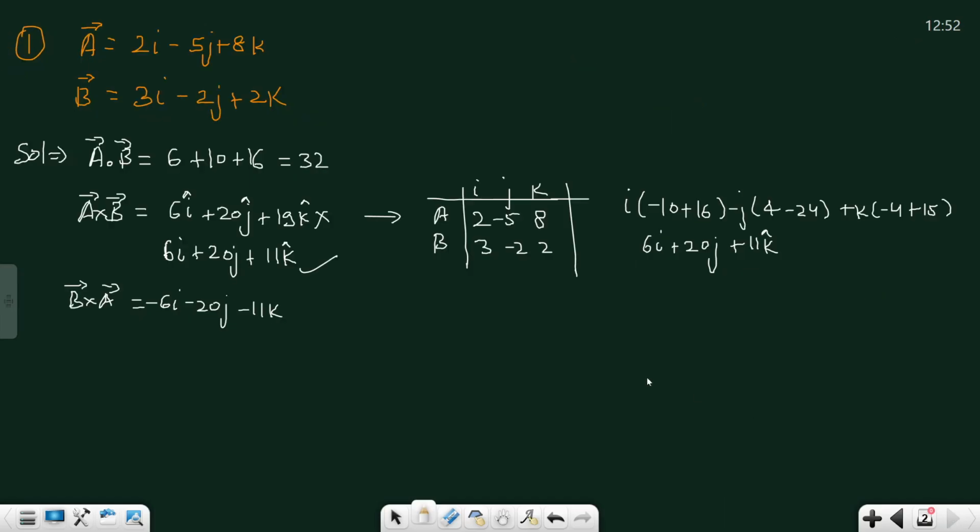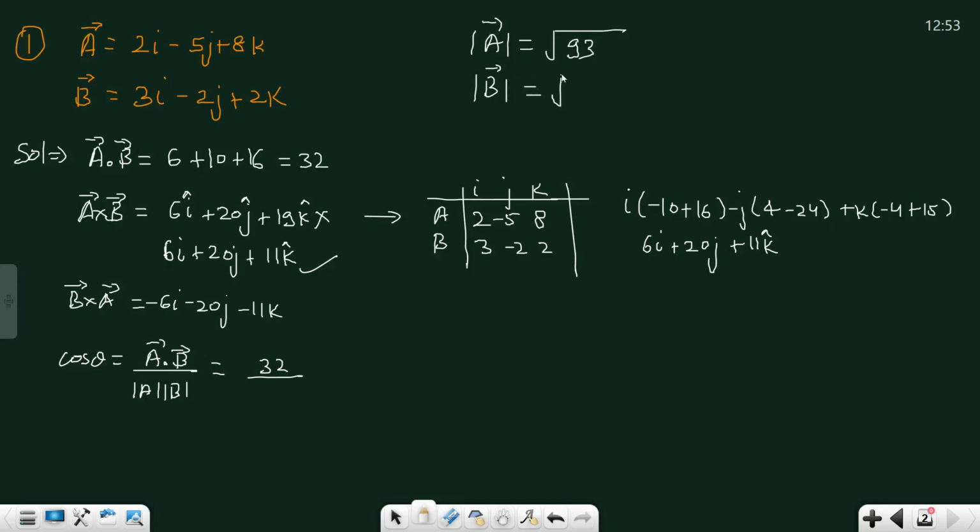Cos theta, what about cos theta? Cos theta is A dot B divided by magnitude of A and magnitude of B. So A dot B is coming 32. Magnitude of A: 64 plus 25 plus 4, कितना आ रहा है? So magnitude of A is root 93. And magnitude of B? Root 17. So this will be the cos theta.